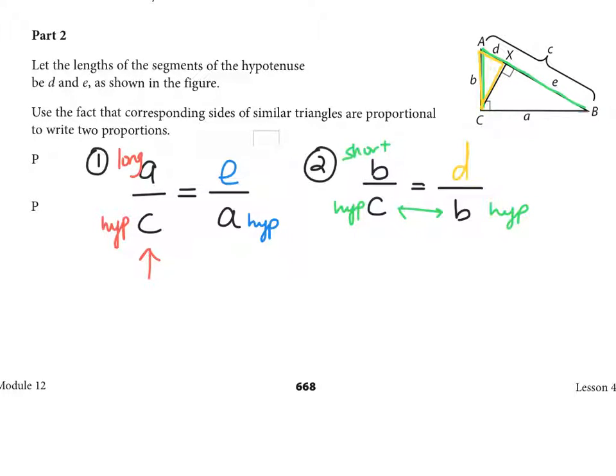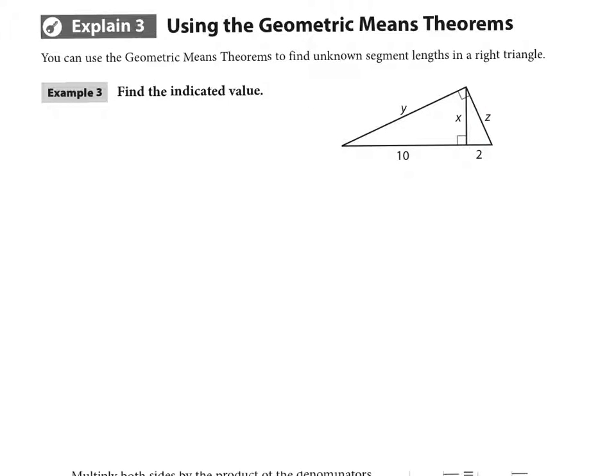All right, so let's look at what this looks like when we go to solve a problem. I'm going to show you one method in this problem, and then tomorrow I'm going to try to show you a different method in class and see which you prefer and go from there. In this problem, they're asking us to find the indicated values, which means they're asking me to solve for x, y, and z.